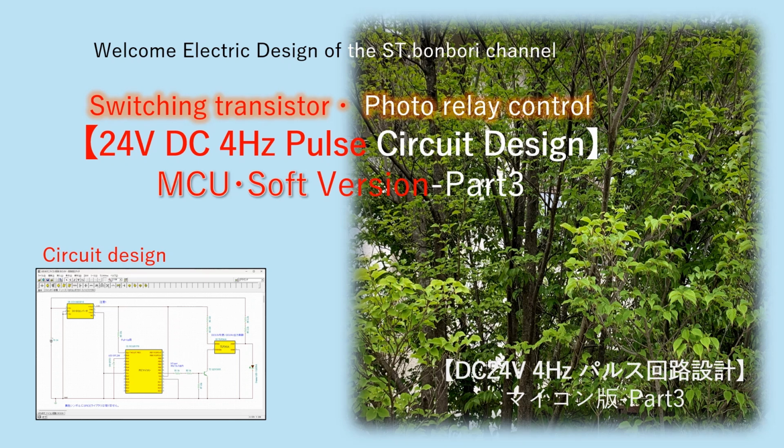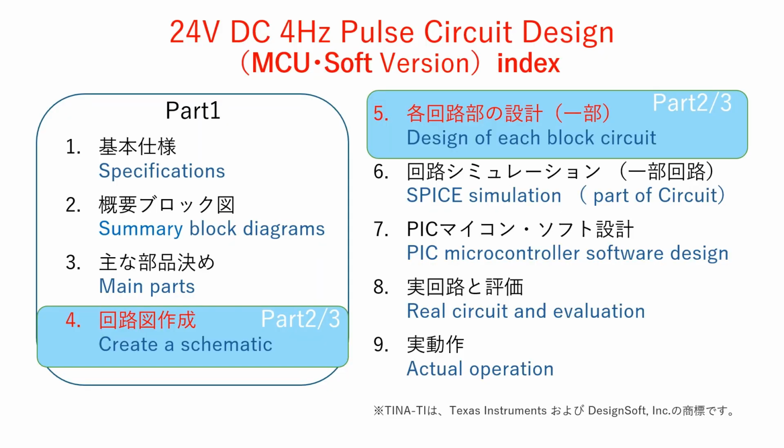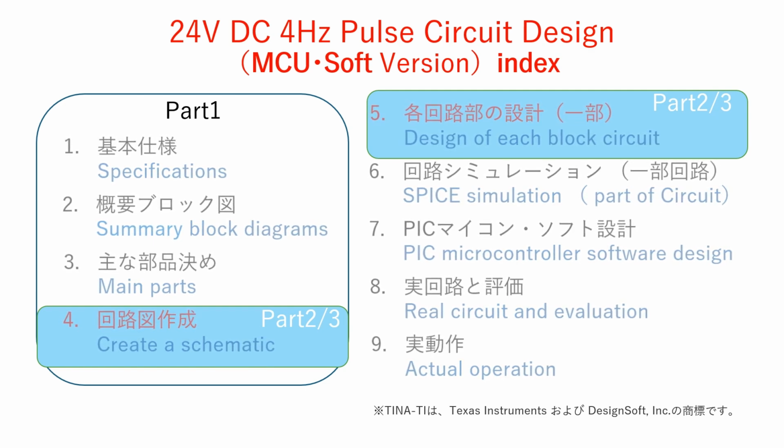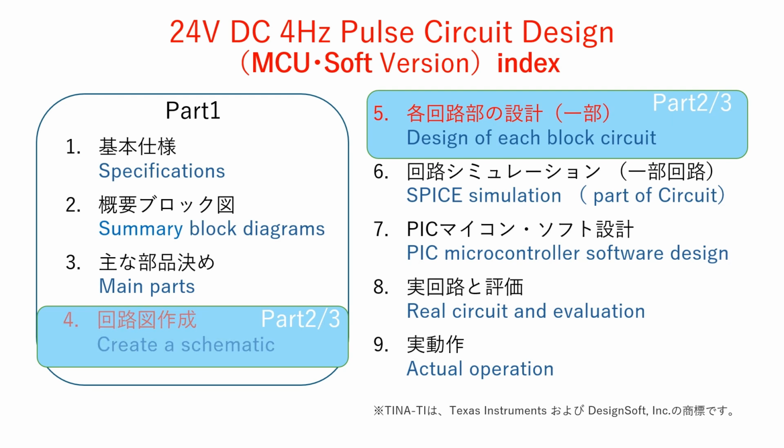Next, I will explain the table of contents in this video. The table of contents of the 24-volt DC, 4 Hz pulse circuit design, MCU-Soft version is from 1 to 9 items. 4. Create a schematic. 5. Design of each block circuit. Part 3. Design a photo relay control circuit using a switching transistor. Design a photo relay control circuit, pulse switch.